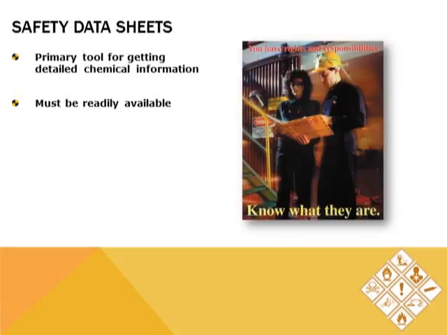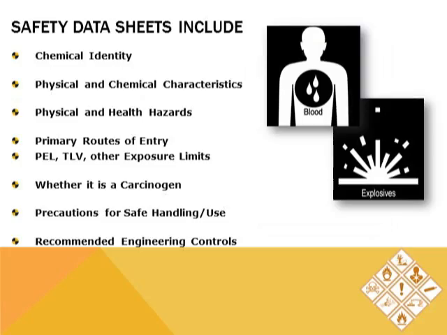Safety data sheets are the primary tool for getting detailed chemical information and must be readily available. Safety data sheets include chemical identity, physical and chemical characteristics, physical and health hazards, primary routes of entry, PEL, TLV, other exposure limits, whether it is a carcinogen, precautions for safe handling and use, and recommended engineering controls.